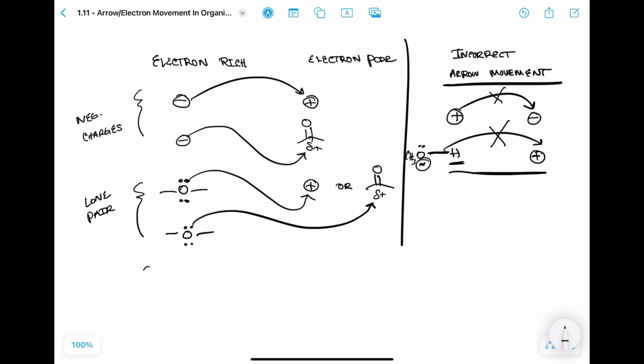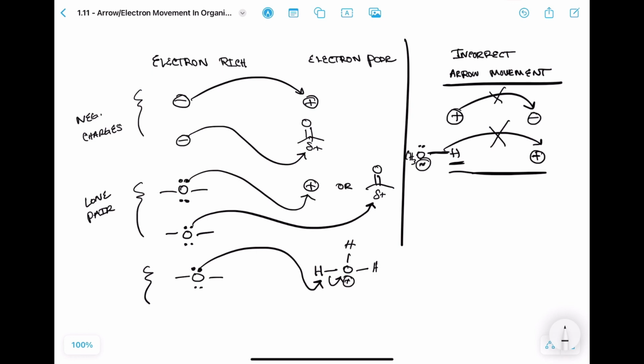And then I'll go ahead and add on here. Let's do lone pair to maybe something that's acidic. So let's just do oxonium. And right, we can have that happen. So again, electron rich, the lone pairs, to something that's electron poor, which is the hydrogen.